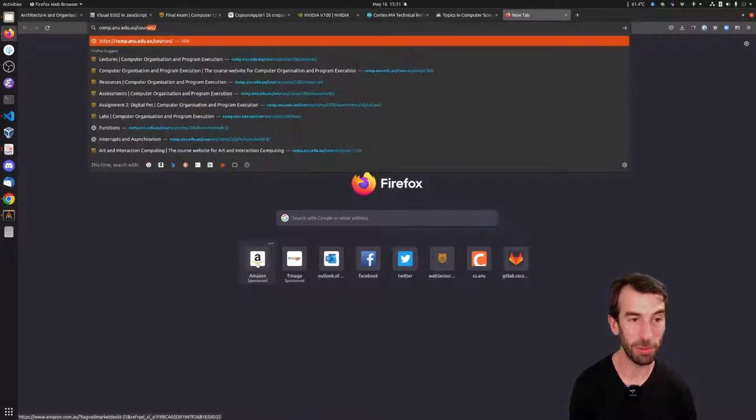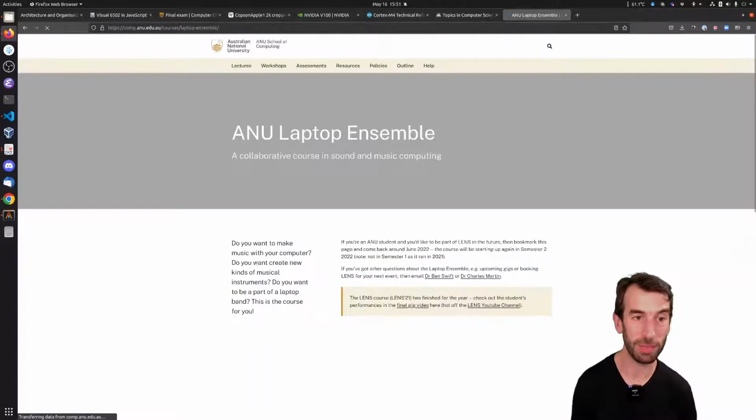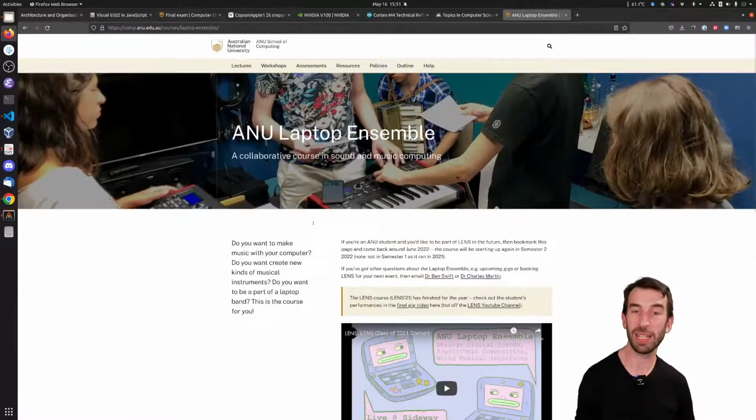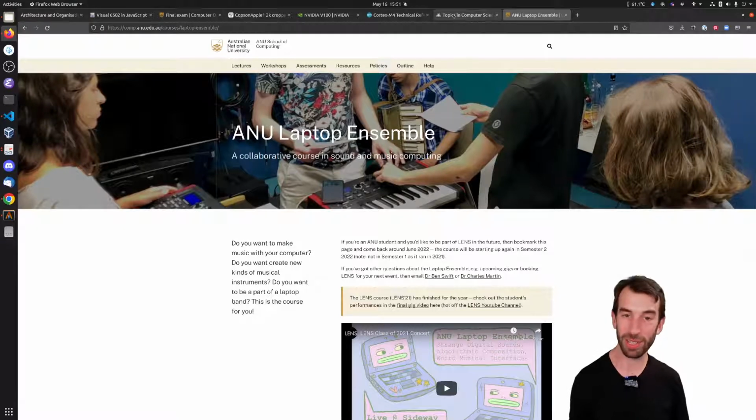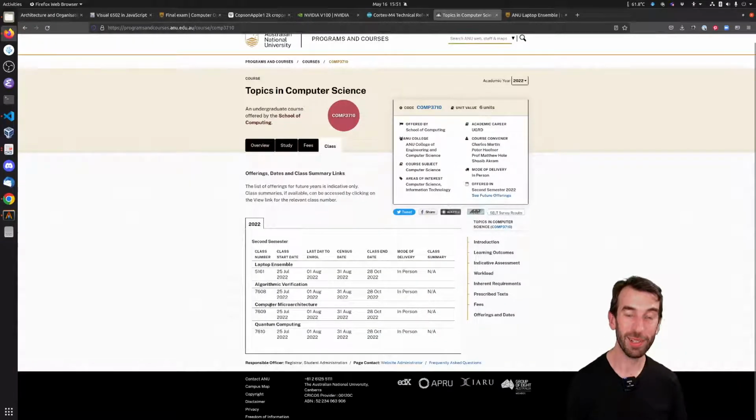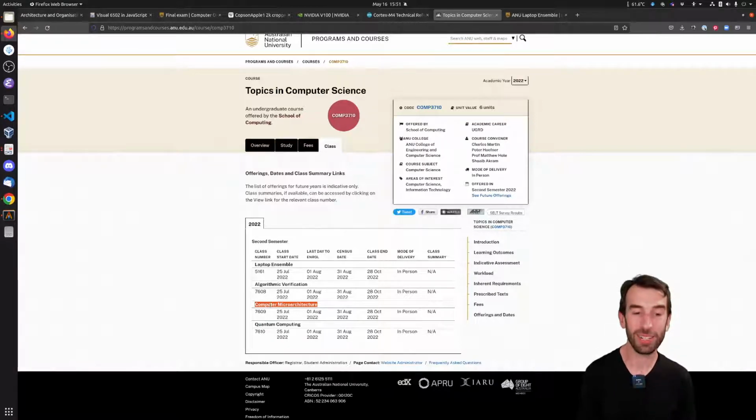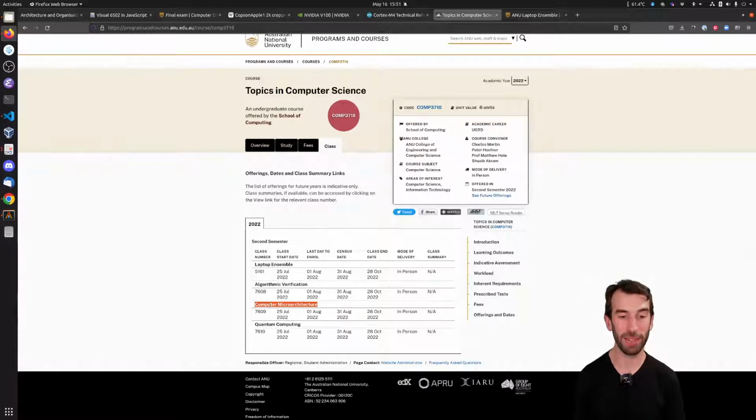I'll go to the Laptop Ensemble website. Of course, there's Laptop Ensemble, a collaborative course in sound and music computing. But if you're not interested in that and you would also like to learn about how different CPUs work, go and look at computer microarchitecture with Scheib. Or if you want to look at how future speculative quantum computers could work, go do that. And if you want to learn more about algorithmic verification, go look at that course with Peter Höfner.